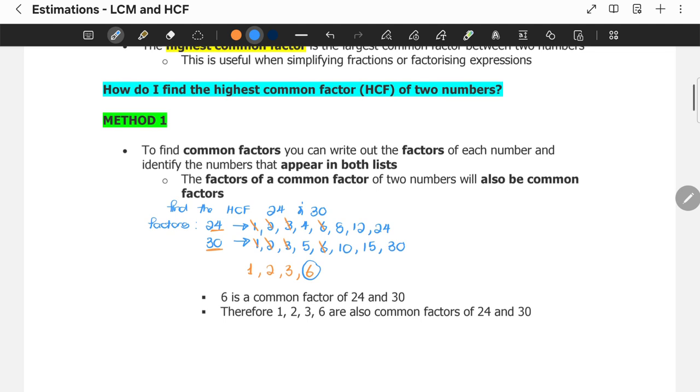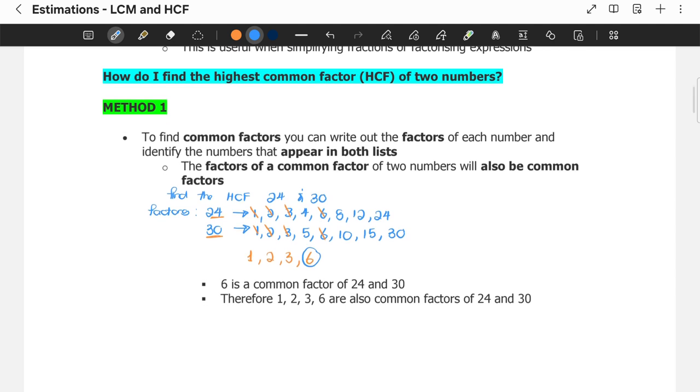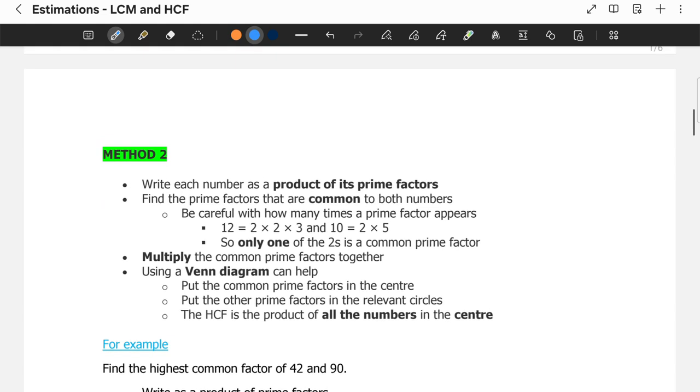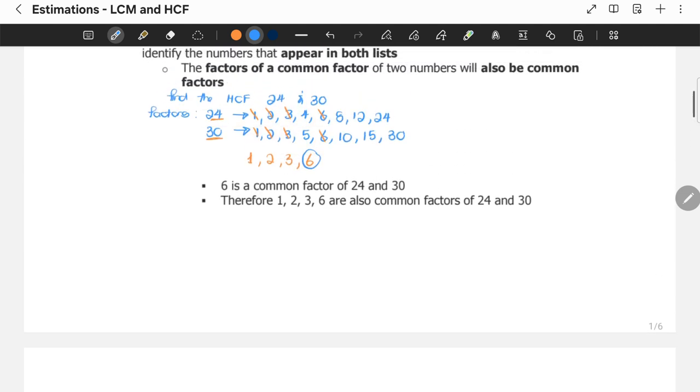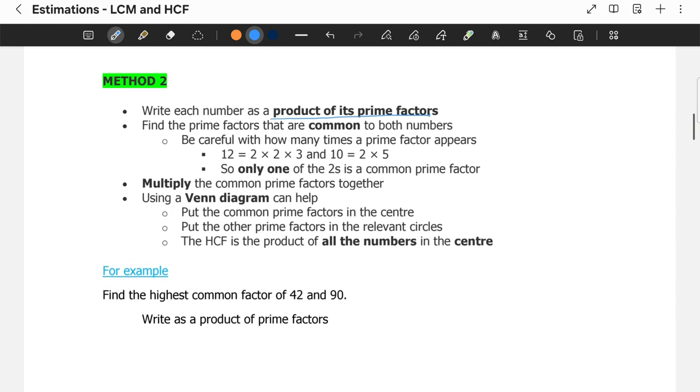You list all the factors for each of the numbers. Be careful not to forget some, and then after that you find which factors are common in both numbers, and then after that to say what is the highest, because what's key is to find the highest common factor. Or method number 2, which says write the number as a product of its prime factors first. So this one is a bit different in that, so we had 24 and 30.